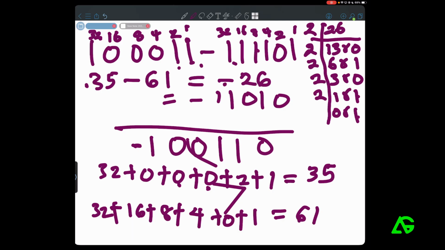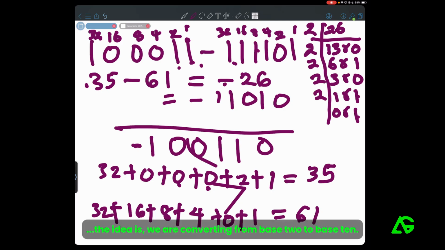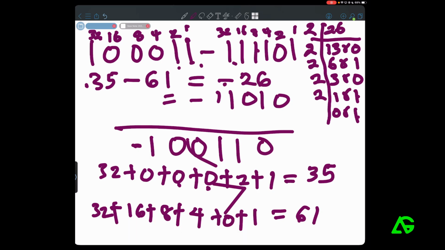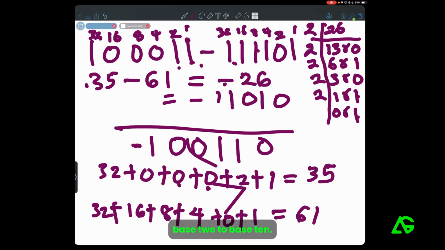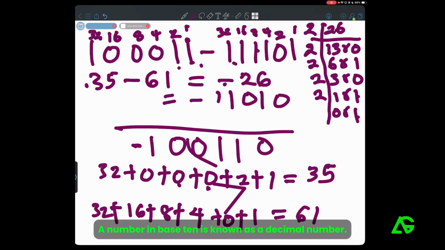So the idea is we are converting from base 2 to base 10. It's possible for us to make conversion from one base to another. Now we are looking at how to move from base 2 to base 10. Base 10 is known as decimal system. A number in base 10 is known as decimal number. But the system itself is decimal system. So we want to move from base 2, which is binary, to decimal. That's what we are doing.